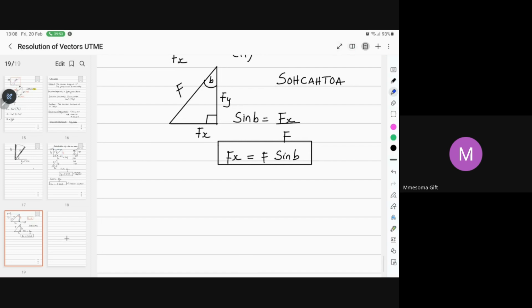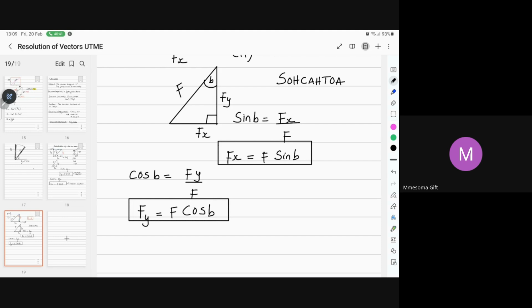Now, let's go ahead and look for cos theta and see what happens. So for cos theta, we can have that cos B is equal to our adjacent, which is Fy, all over the hypotenuse, which is F. Now, when I make Fy the subject of the formula, I should have that Fy is F cos B. So F multiplied by cos B. So this as well will give you the vertical component when the angle is with the vertical. Does it make sense, guys?